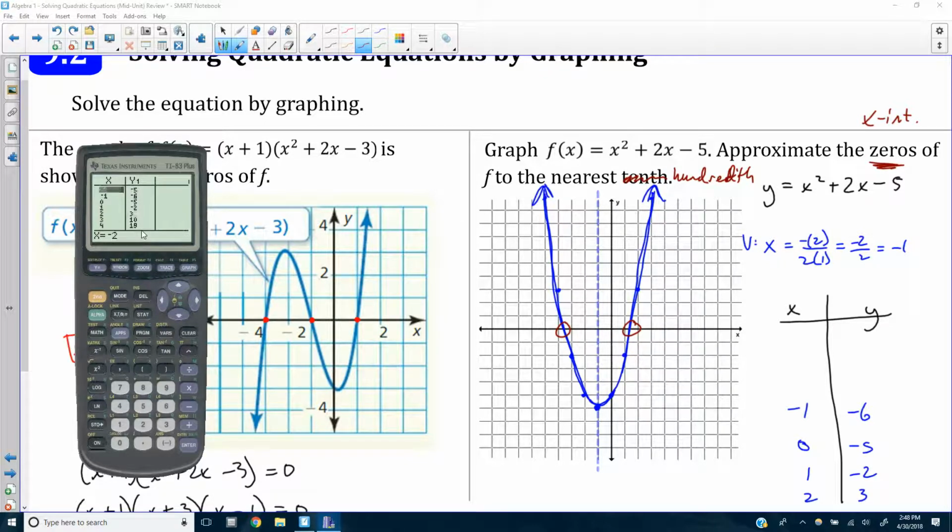And I could have found the other values here. If you want to see that symmetry, there it is. -5, -5, -2, -2, 3, 3. Looks beautiful. Very nice symmetry across my vertex, which is right in the middle.